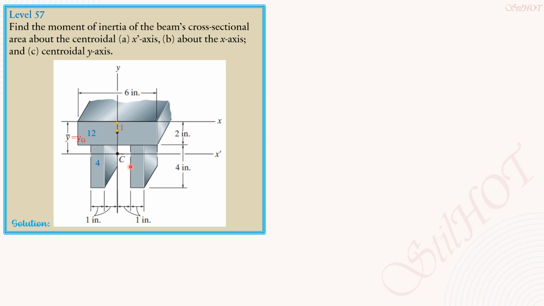And the centroid of area 2, similar to that, is half of 4, 2 plus 2, so 4 inches from the x-axis, as indicated. This distance, by the way, is 1 plus half of 1, so 1.5 inches, same with that, 1.5 inches. So area is 12 plus 2 times 4, so 20 square inches. And by Varignon's theorem, 20 times yg equals 12 times 1 plus 2 times quantity 4 times 4. Distance is 4. So yg is equal to 2.2 inches.